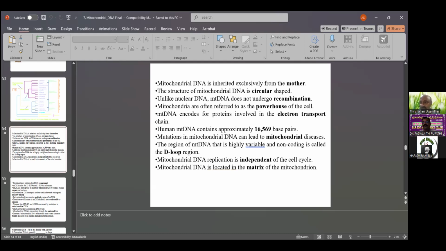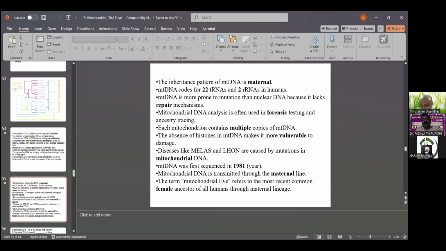Independent means self-replicated. Mitochondrial DNA is located in the matrix of the mitochondria. The inheritance pattern of mitochondrial DNA is maternal. The mitochondrial DNA codes for 22 tRNAs and 2 rRNAs in human beings.